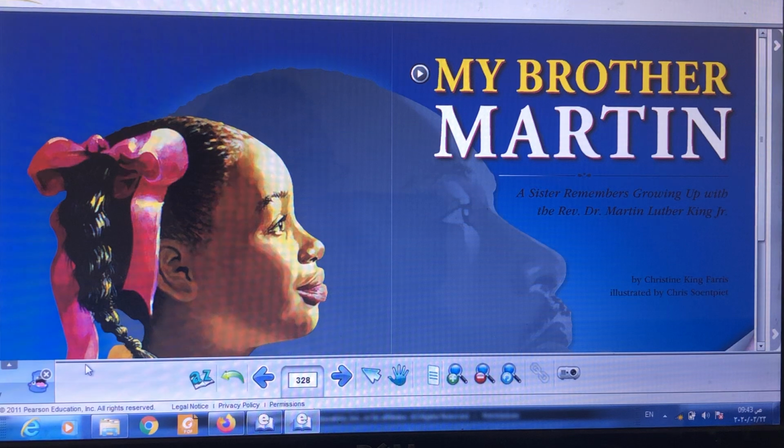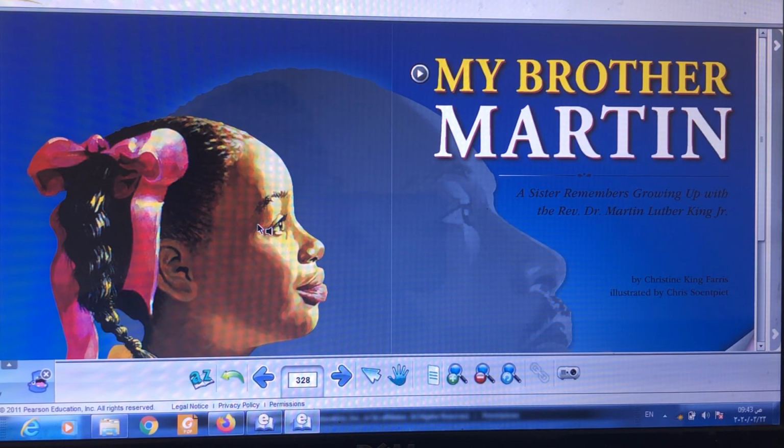Our lesson today is going to be reading, which is the selection My Brother Martin. This story in reading street, page 328 till page 341, is talking about this girl, Christine, who is Martin Luther King's sister. She's going to recall all the events of the story from the beginning till the end.